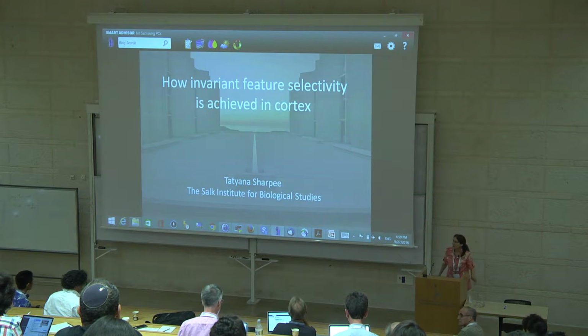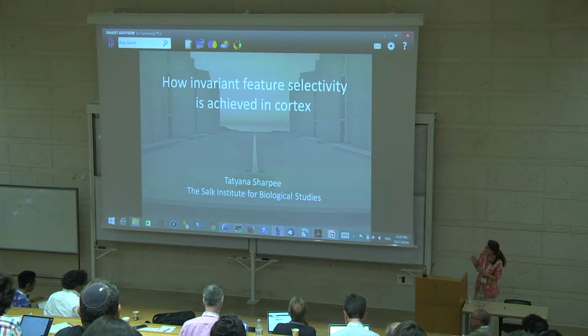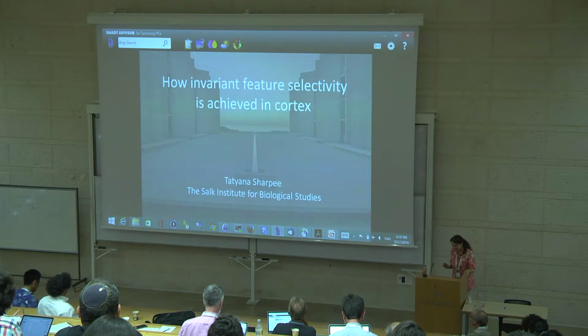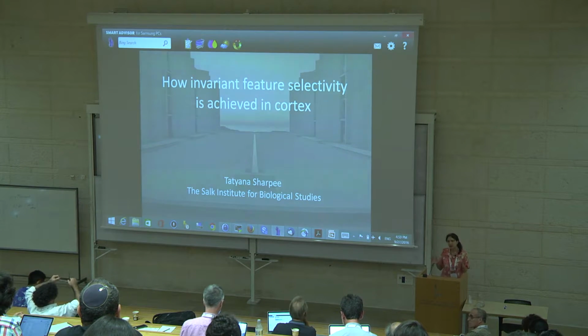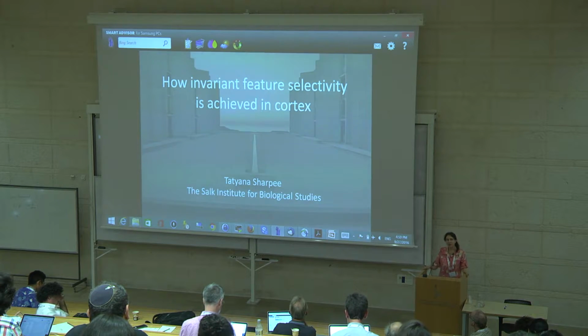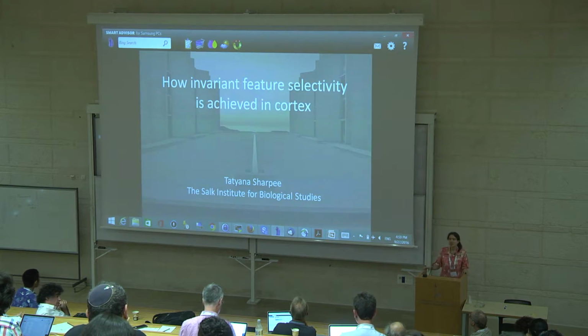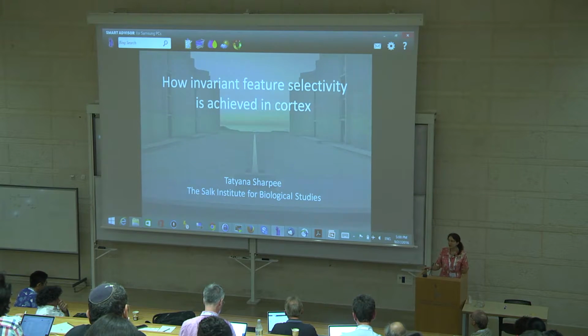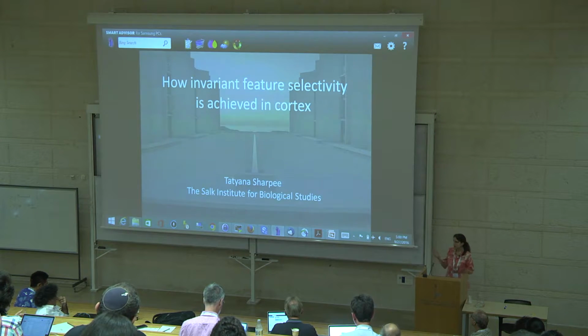So today I will discuss how invariant feature selectivity is achieved in cortex, and in particular I will describe a trade-off between complexity of sensory representations and invariance. And I hope that this observation is related to the ideas that we heard from control theory, and also the relationship between the sensory representations and control theory.